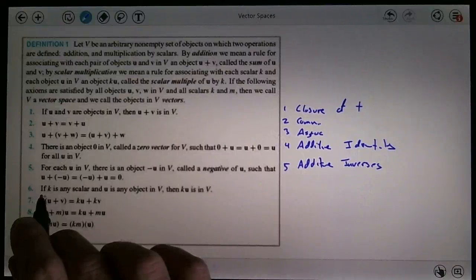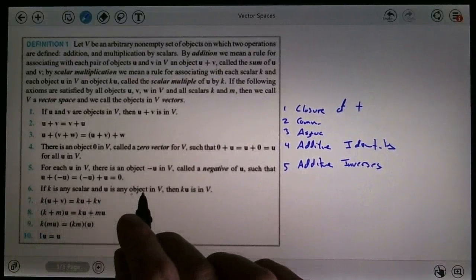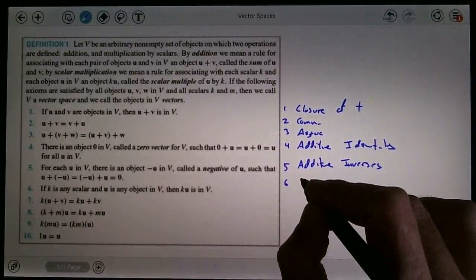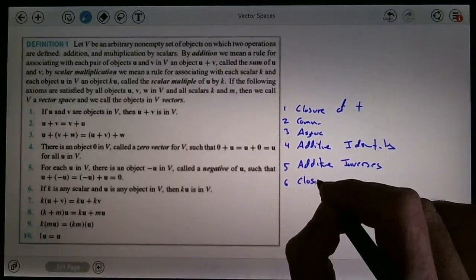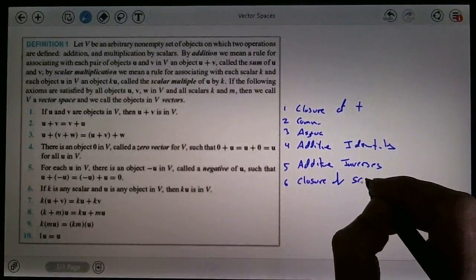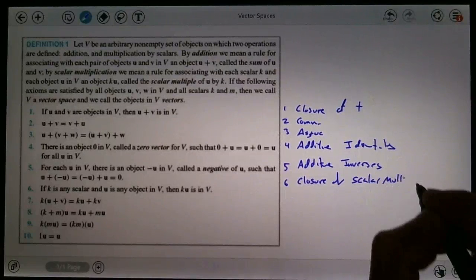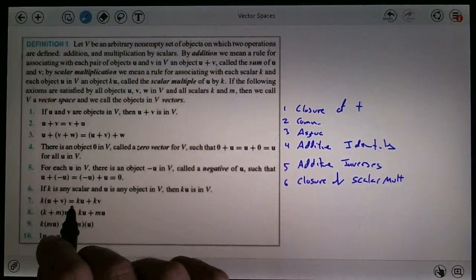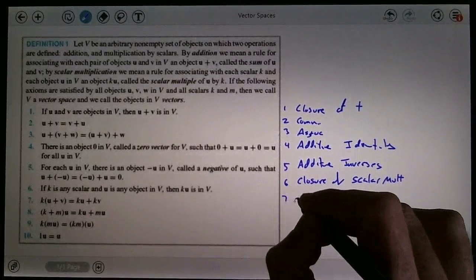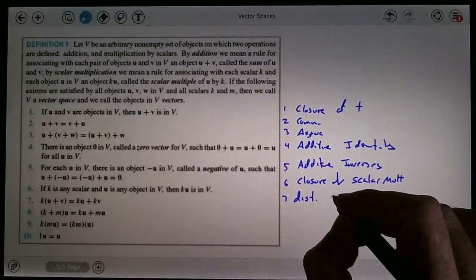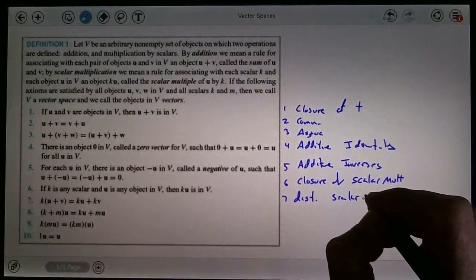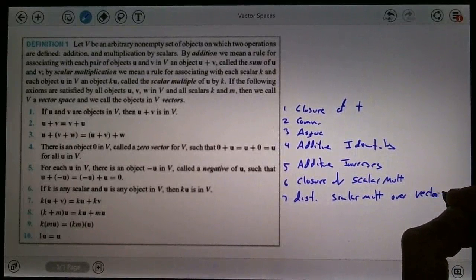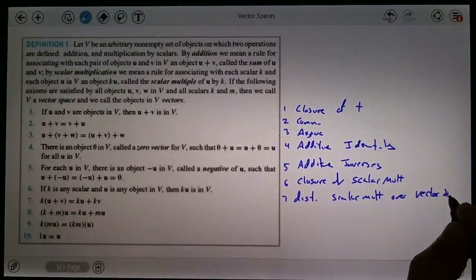Number six, if k is any scalar and u is any object in V, then ku is in V. This is closure of scalar multiplication. Seven, there's a distributive property of scalar multiplication over vector addition. Distribute scalar multiplication over vector addition. Vector plus, right? Vector addition.